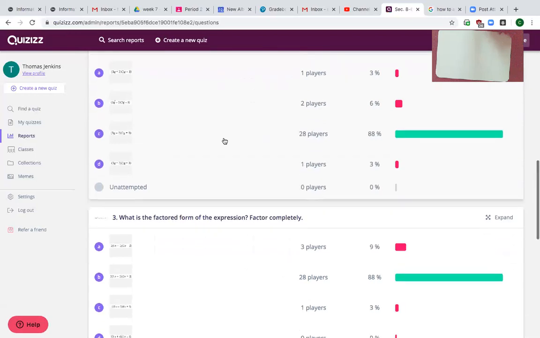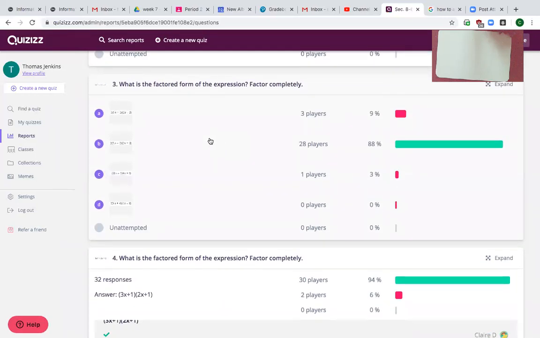The next one was number 3. See, 88% got it right, so really not a frequently missed question, but we'll look at it anyways. It says, what's the factored expression of 20x squared plus 22x minus 12? The first thing that hopefully sticks out is there's a GCF. What term divides evenly into all three of those? That would be 2.